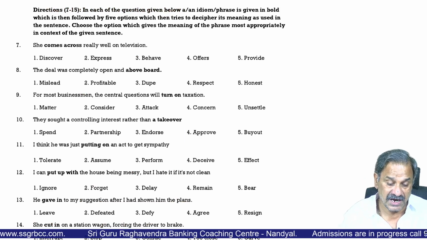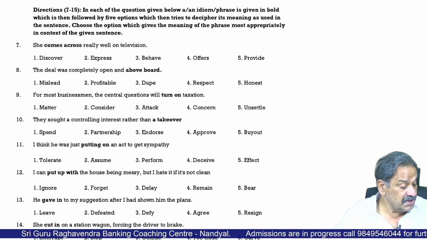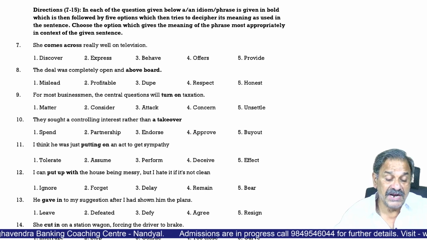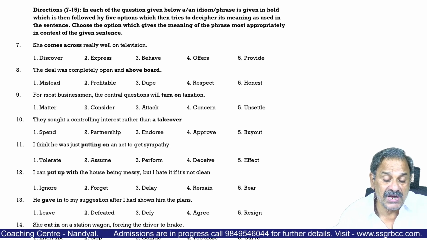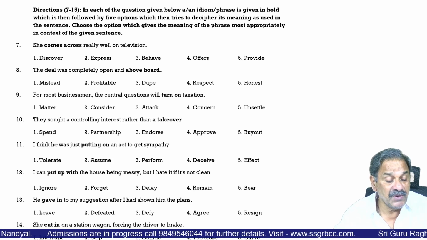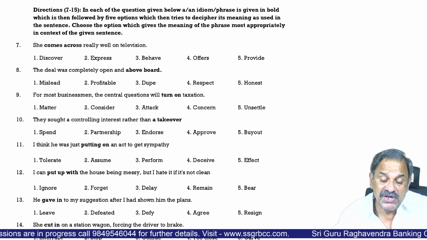Then the second one, 7 to 15. This is related to phrases or sentence improvement. See, in each of the questions given below, an idiom or phrase is given in bold, which is then followed by 5 options, which then tries to decipher.